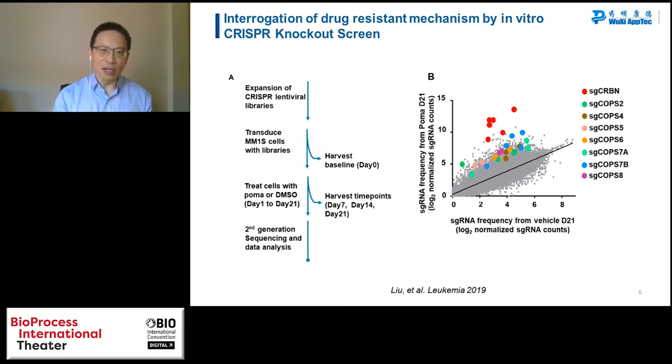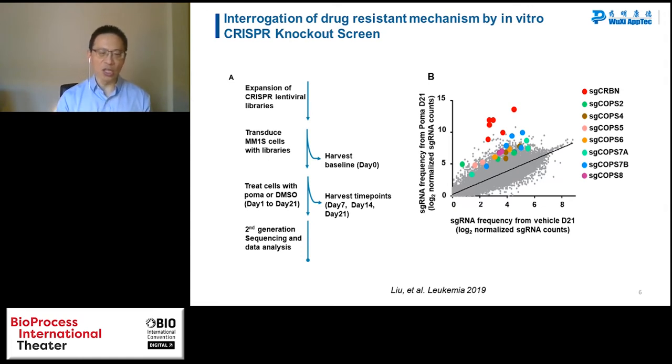In the next few slides, I'm going to discuss several examples of how we use CRISPR library screening to interrogate drug-resistance mechanisms as well as identify synthetic lethal targets. Tumors inevitably develop resistance to targeted therapies. So when we have effective therapeutic compounds, we could use CRISPR library screening to identify the pathways controlling the resistance of the cancer cells to the therapeutic compounds.